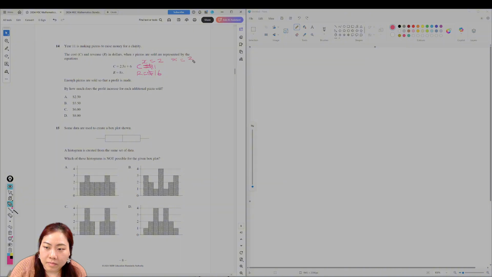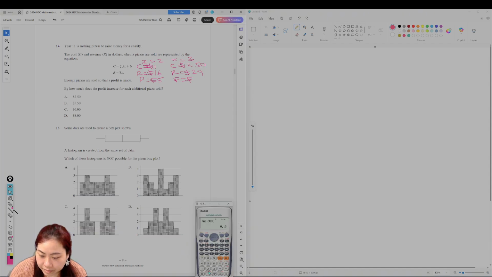If X is 3 pizzas sold, the cost would be $7.50 plus 6, $13.50. And then the revenue would be $24. So hang on, profit is $5 in this one. Profit is, what's this, 24 minus 13 and a half. I can't think right now. 24 minus 13 and a half, 10 and a half. $10.50.